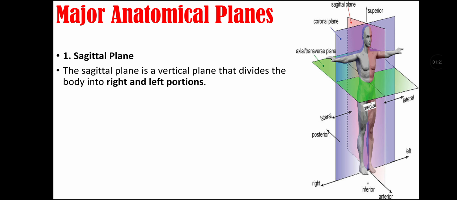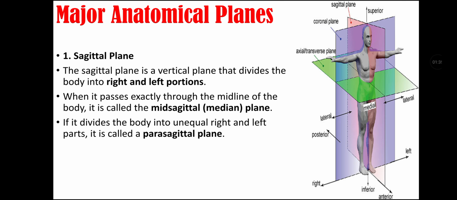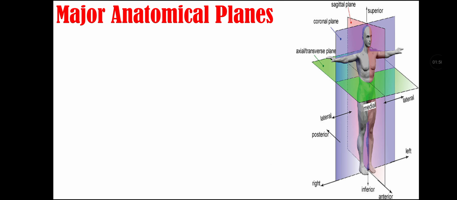It is a vertical plane that divides the body into right and left portions. When it passes exactly through the midline of the body, it is called the mid-sagittal plane or median plane. But when it divides the body into unequal right and left parts, it is called the parasagittal plane. Examples in practice include movements such as walking, running, or nodding the head that occur in the sagittal plane.